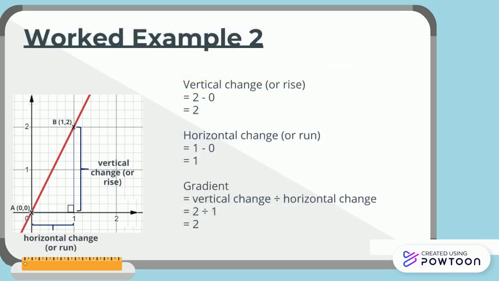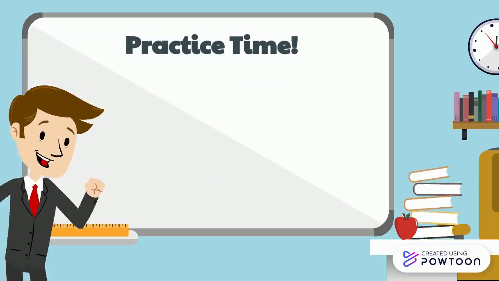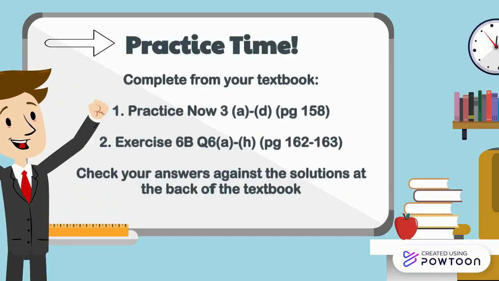The vertical change is 2 because there's a change of 2 units along the y-axis from A to B, whereas the horizontal change is 1 because there's a change of 1 unit along the x-axis from A to B. Hence, the gradient is 2. Now practice the following questions from your textbook and check your answers against the solutions at the back.